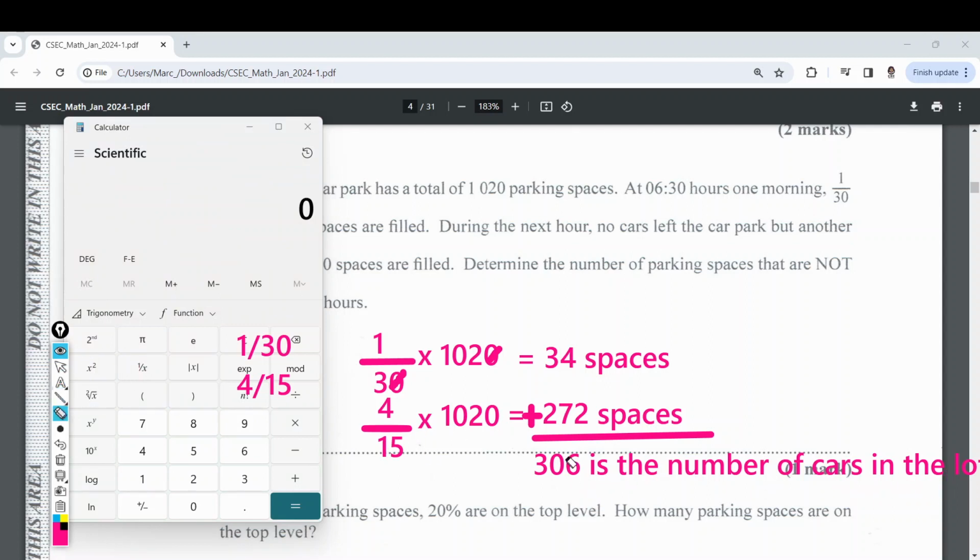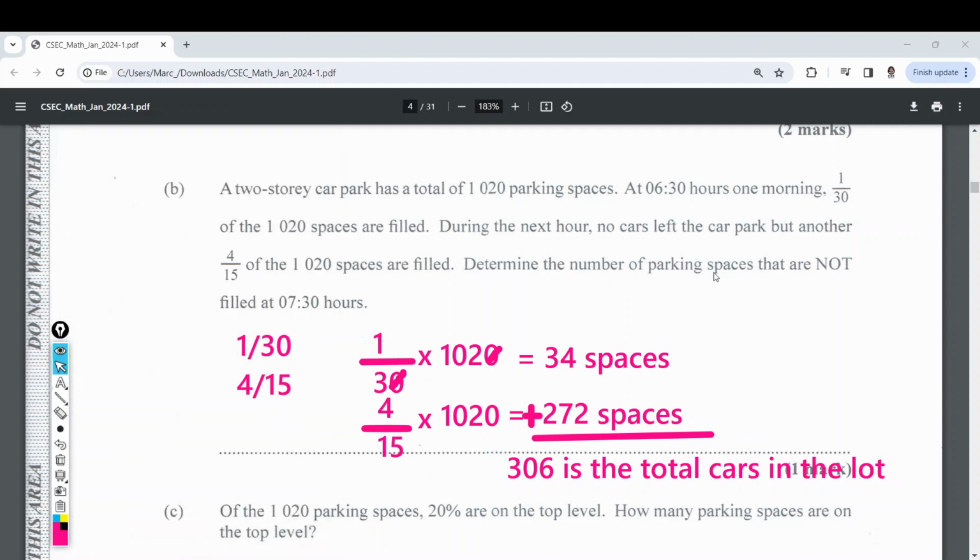This is a little hard to process here. So yes, we're going to add 272 plus 34, and we're going to get 306 is the total cars in the lot. Cool. But if you look at the question carefully, it says determine the number of parking spaces that are not filled at 7:30. So 306 cars are in the lot, but we still need to say 1020 minus 306 in order to get the cars that are not in the lot. Because 306 cars are parked in the lot right now, but you need to know how much is not there.